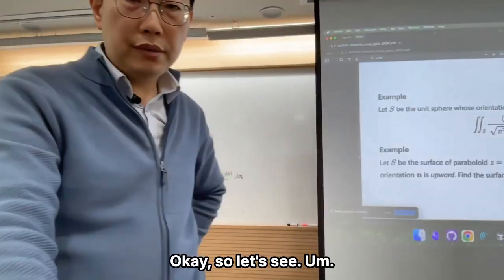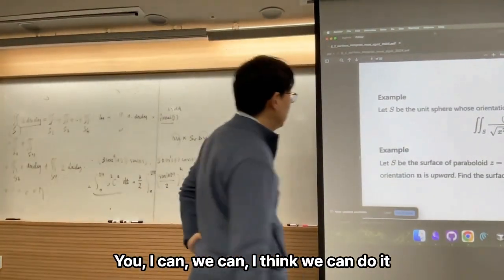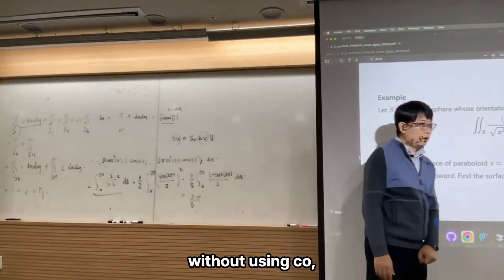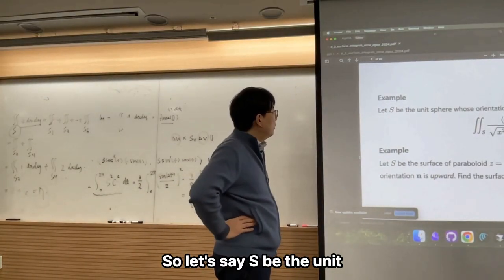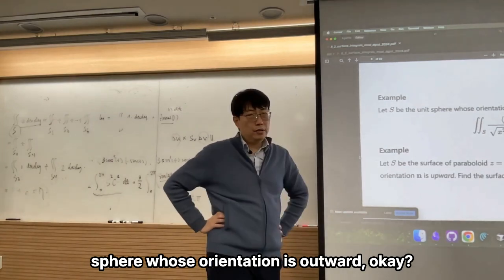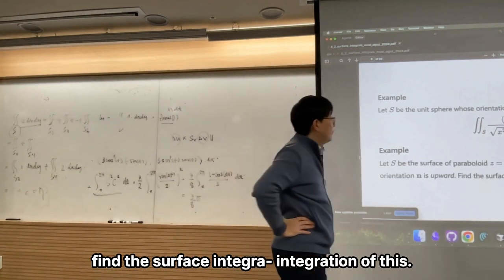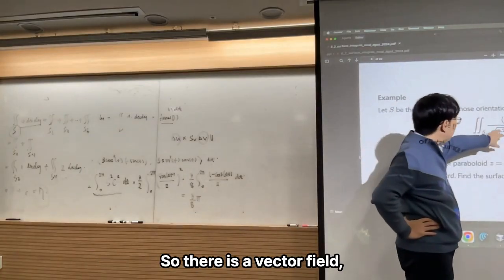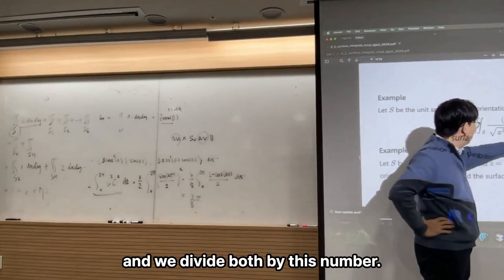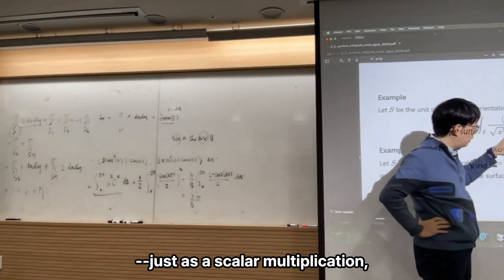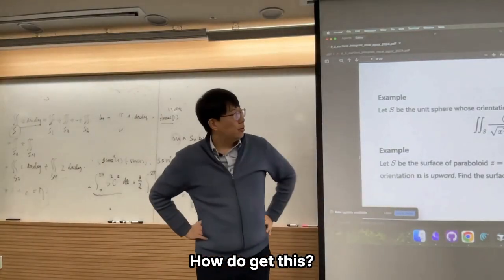Okay, so let's see. Now, how about this one? I think we can do it without using this blackboard. Let S be the unit sphere whose orientation is outward. The entire surface of the sphere, with outward orientation. Find the surface integration of this. There is a vector field, and we divide it by this number, just as a scalar multiplication, and then there's the vector field notation. How to get this?